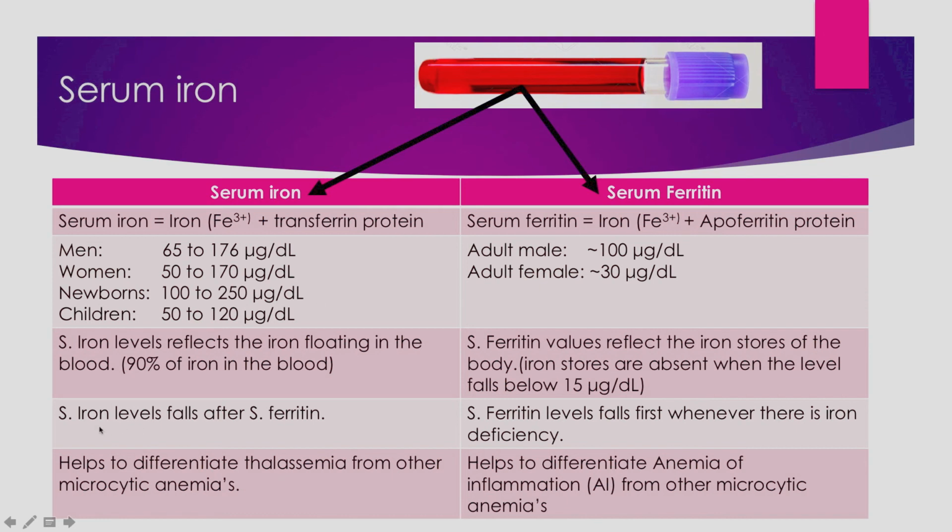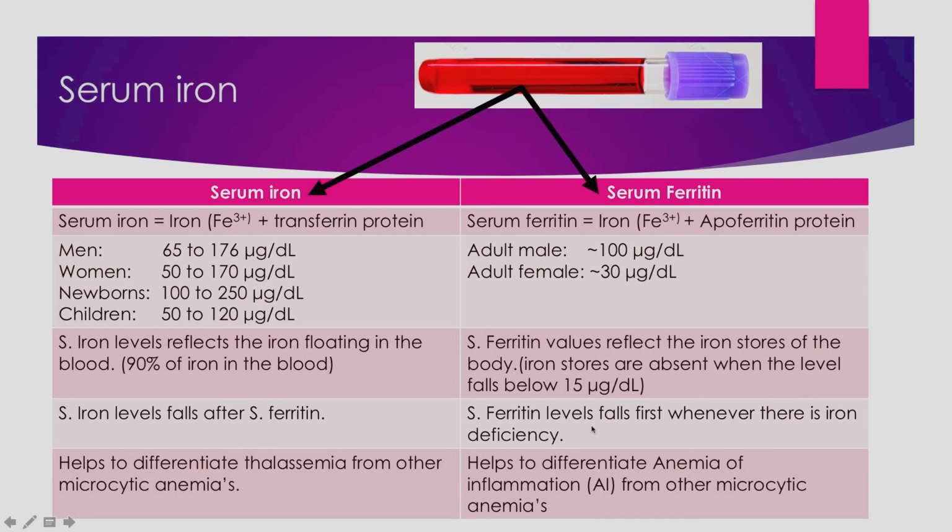The serum ferritin level falls first whenever there is iron deficiency. Suppose there is iron deficiency, then the storage iron first starts releasing iron into the blood, which is taken up by the transferrin protein, and the normal serum iron levels are maintained.